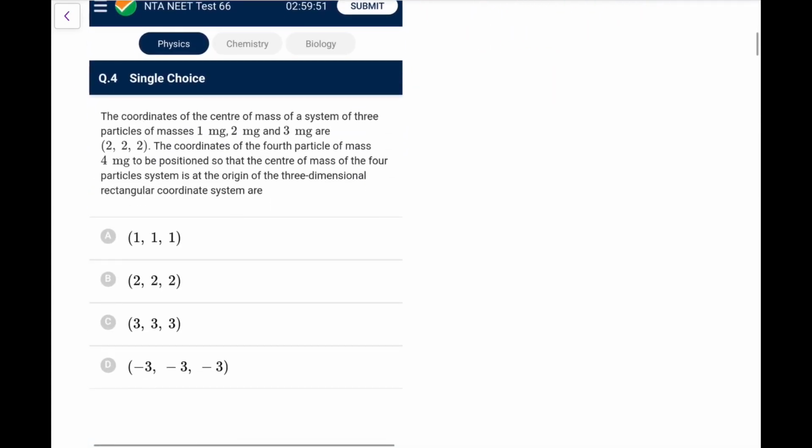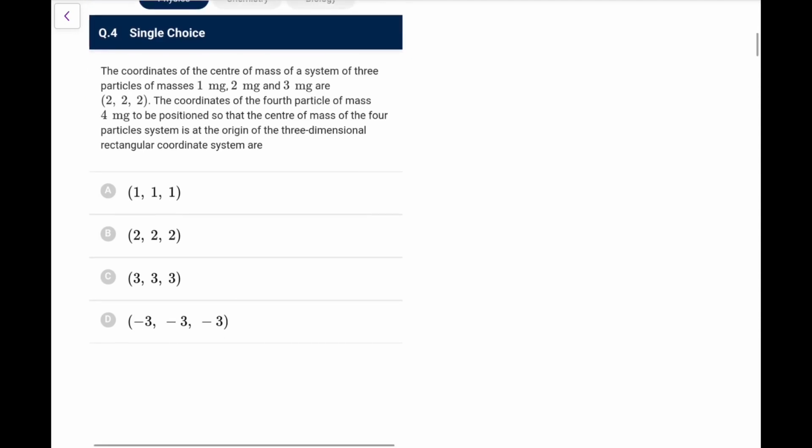Now next one: the coordinates of the CM of 3 particles of 1, 2, 3 milligrams are 2, 2, 2, 2. The coordinates of the fourth particle of mass 4 mg are to be positioned so that the CM of the four particles is at the origin of the coordinate system. So 3 are placed there, so we can treat them as a single particle of 6 mg. This is at 2, 2, 2, 2.